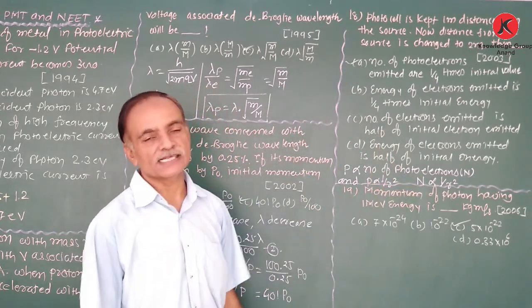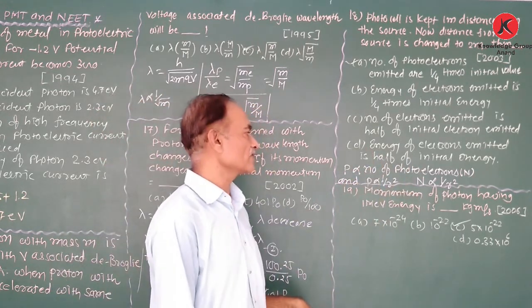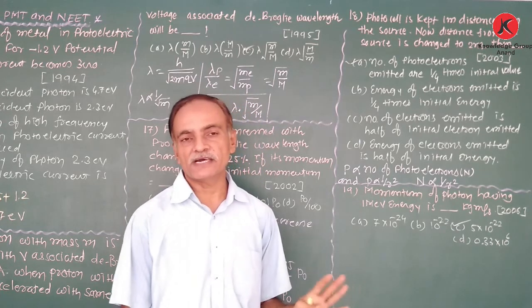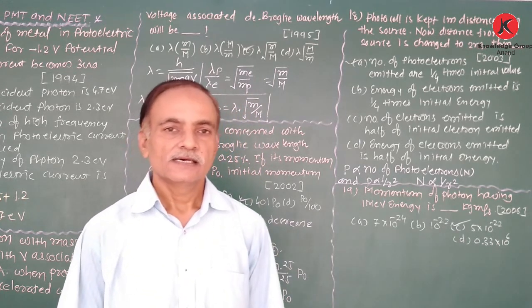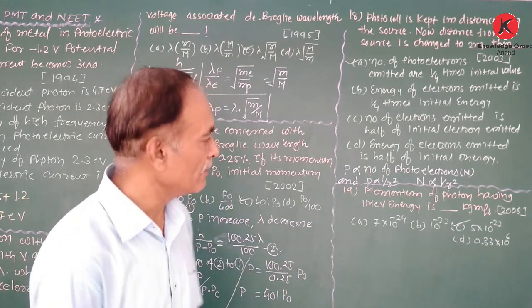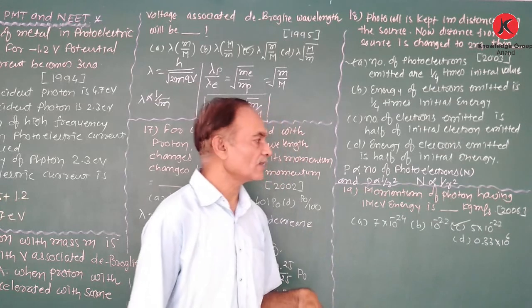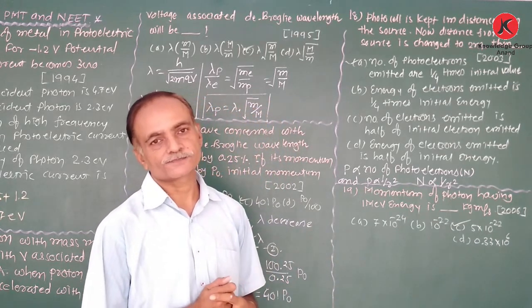According to this relation, because the power is directly proportional to the photoelectrons emitted, and the power is directly proportional to 1 upon R square. Therefore, the number of photoelectrons emitted is also directly proportional to 1 upon R square.